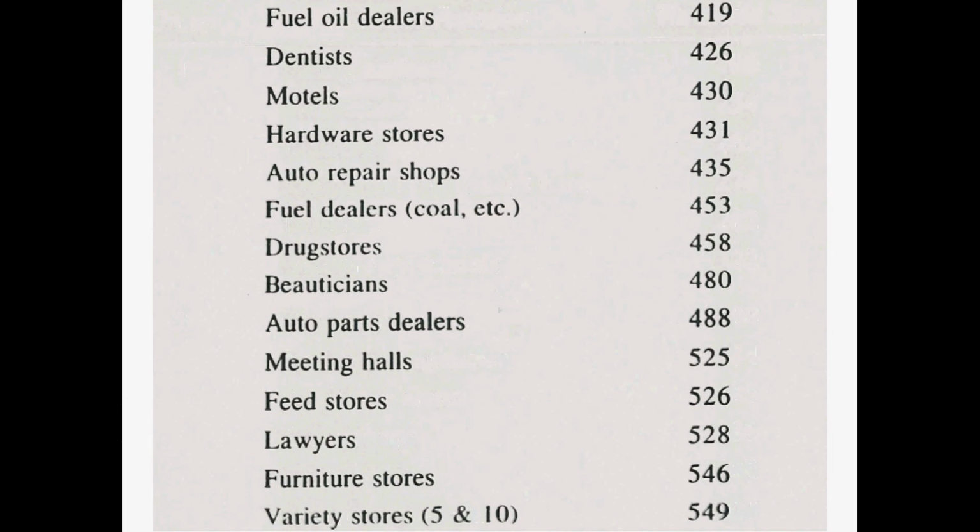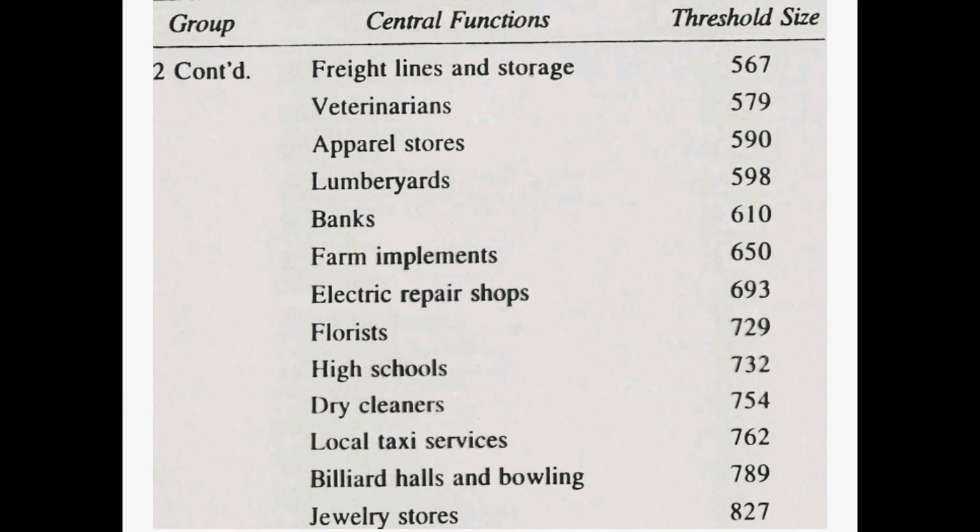Could that be 430? Could that be 429? Yes, it could. This is just some average value from a vast number of surveys. Drugstores 458, and so on and so forth. So that gives you a sense that for different activities, you need a different number of customers to support in order to survive. And high schools 732, dry cleaners 752.